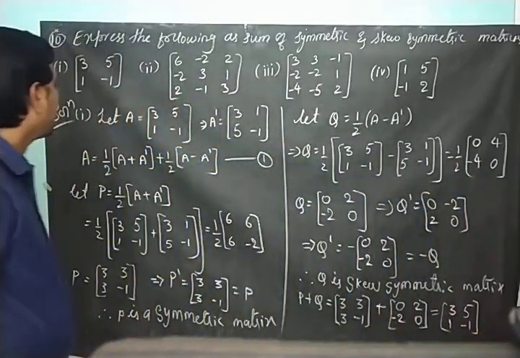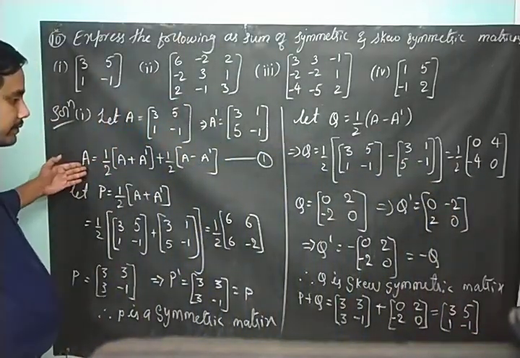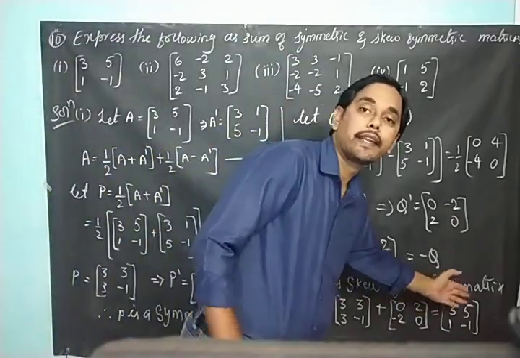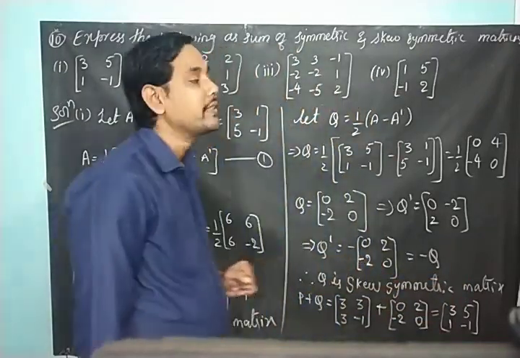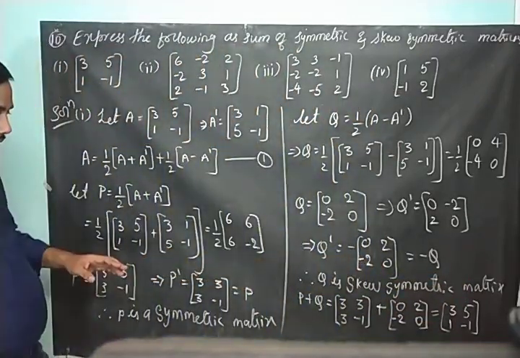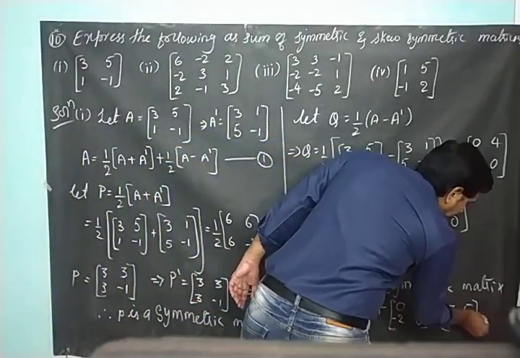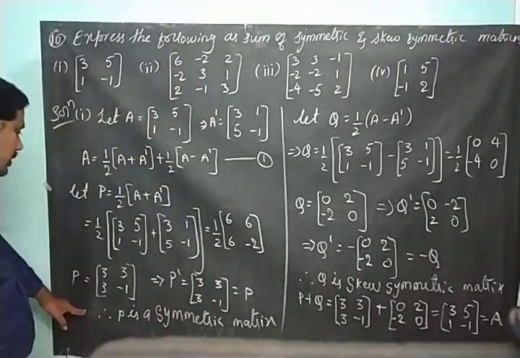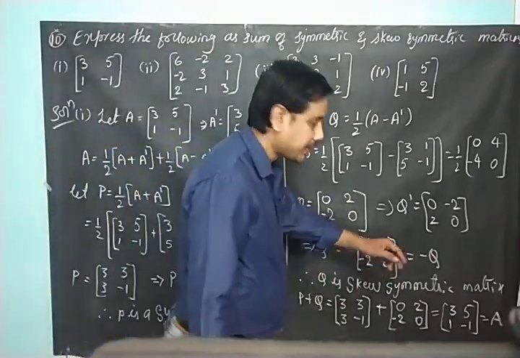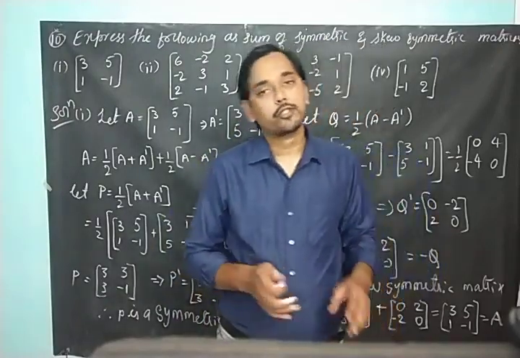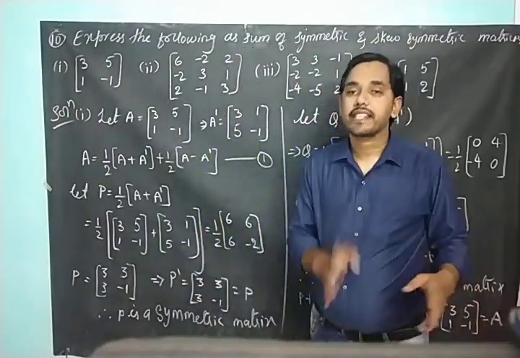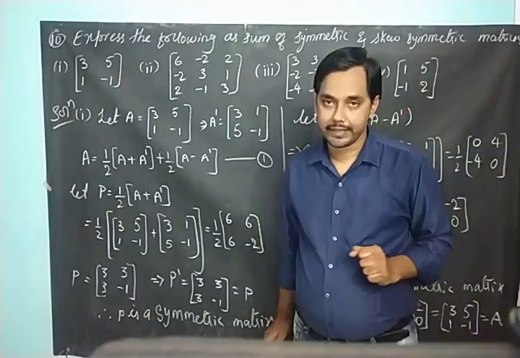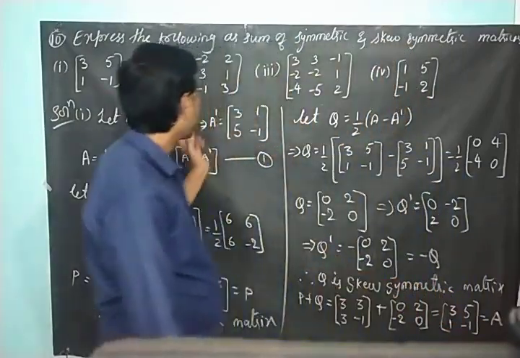minus 1. So am I going to get back the value of A? Yes, definitely. It is 3, 5, 1, minus 1. So what we got here? 3, 5, 1 and minus 1. So with this, we say that it is equal to A. So A is P plus Q. P is a symmetric matrix. Q is a skew symmetric matrix. So as A can be expressed as sum of P and Q, it can be said that A can be expressed as sum of symmetric and skew symmetric matrix. Is that clear? So this is how we need to solve it.